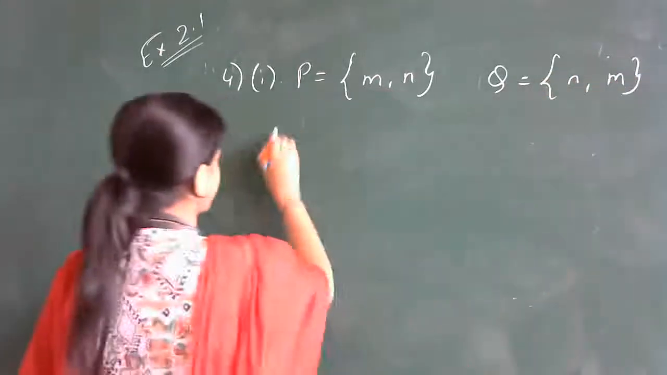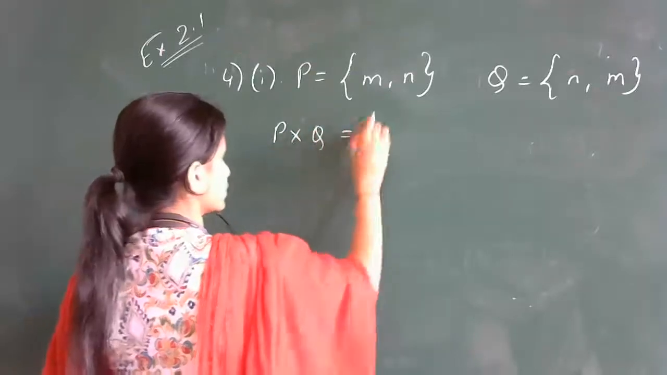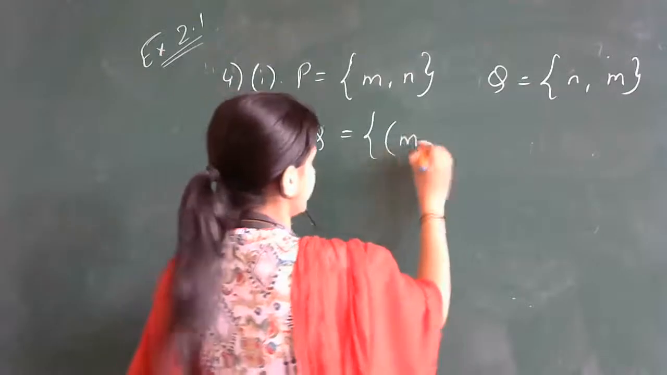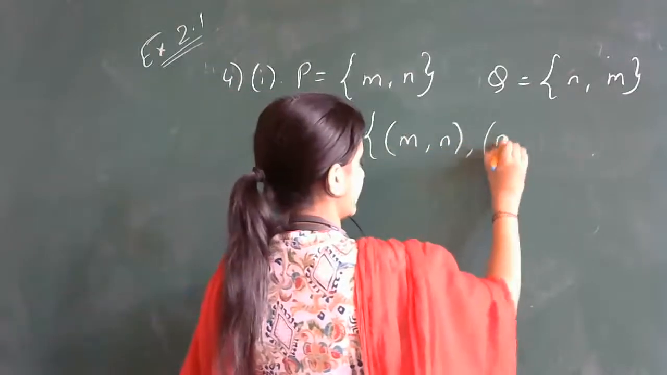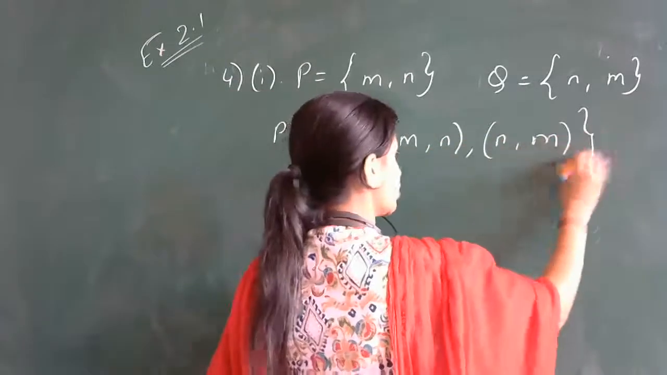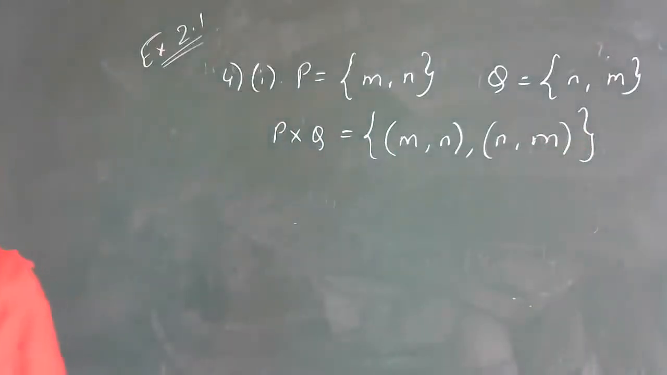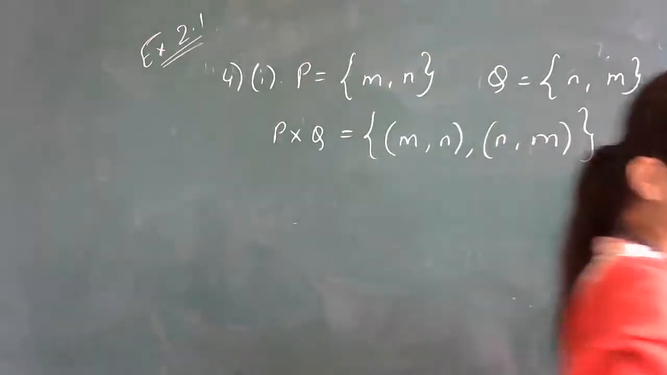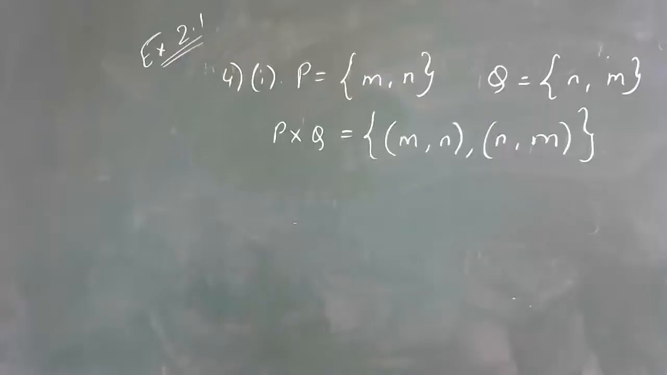then they are saying that their Cartesian product will consist of 2 elements. That is M, N and N, M. Is this true? Is this true, students? First one. It is false, right? Can you tell me the right statement then?